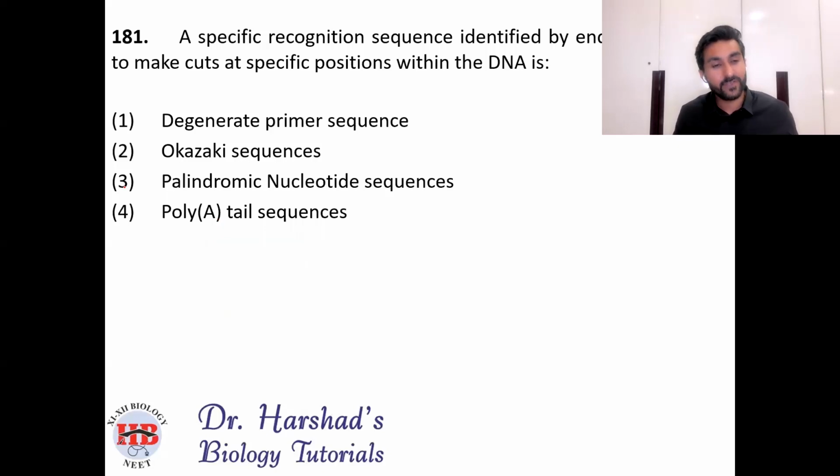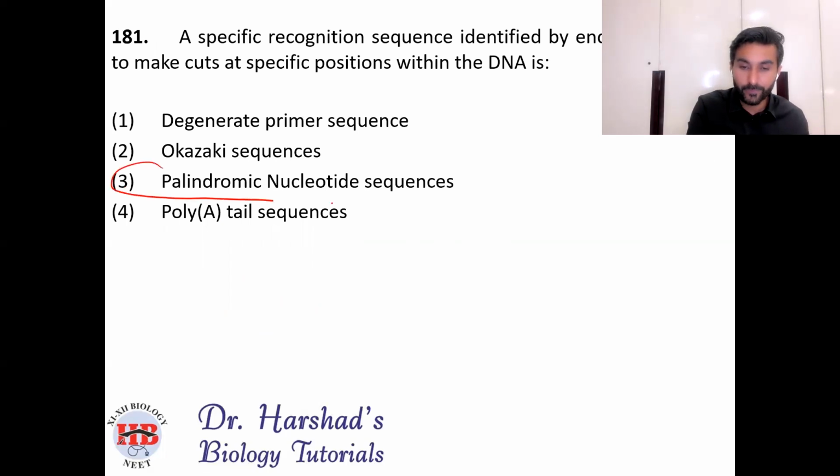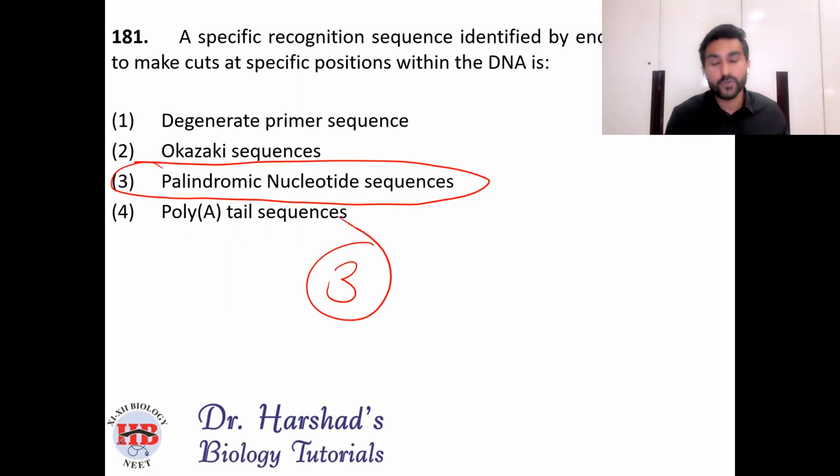A specific recognition sequence identified by endonuclease. If you remember, endonucleases act on specific recognition sequences which have a tendency to be inverted repeated sequences, which are also called palindromes. You have the example of GAATTC for the EcoRI enzyme, a palindromic sequence. You know, the word Malayalam has been explained in that part of your textbook. Option number 3 would be our answer.